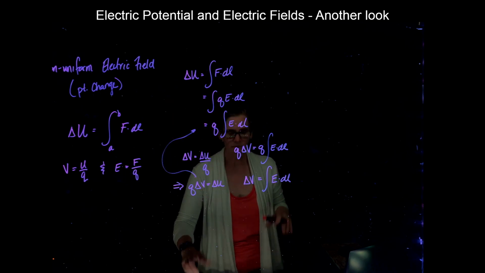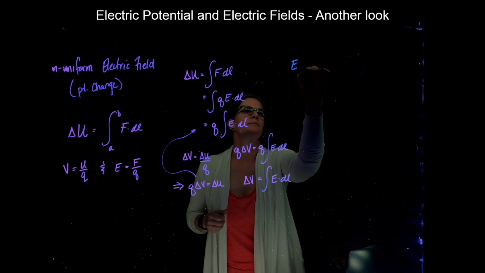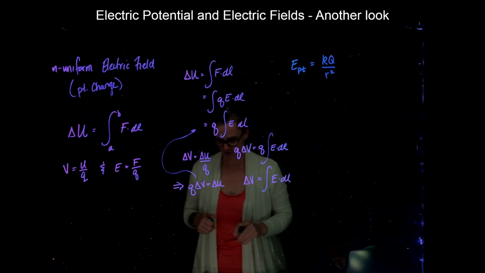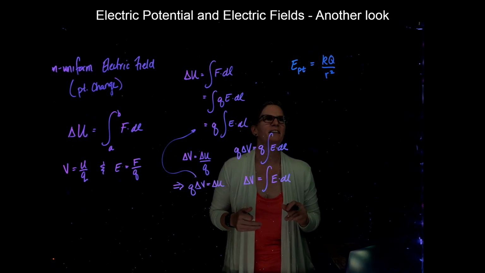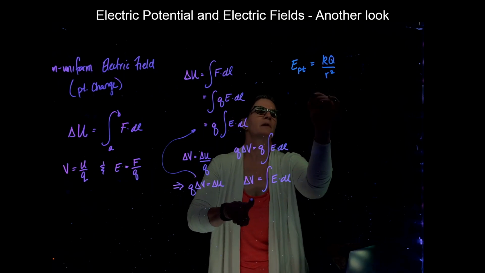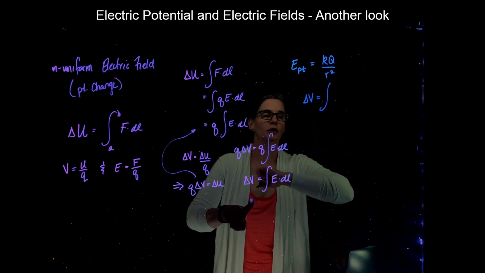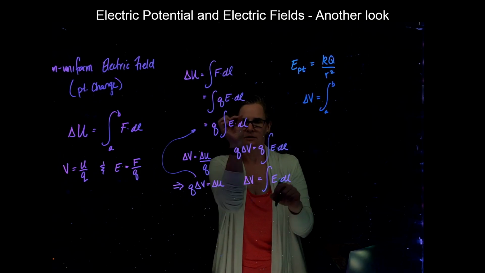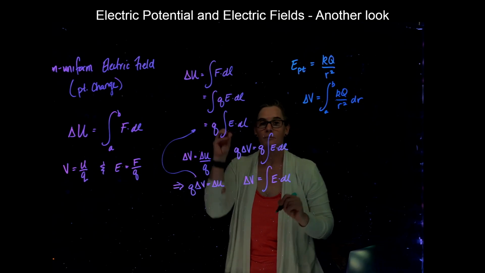All right, so let's look at a point charge. We know that the electric field for a point charge is equal to KQ over R squared, right? We learned that in our static electricity information. So now we're going to take this information and put it into our integral. So our potential difference, voltage, is equal to the integral along the radius now, from A to B, where R is now our unit of measure, of KQ over R squared dr.